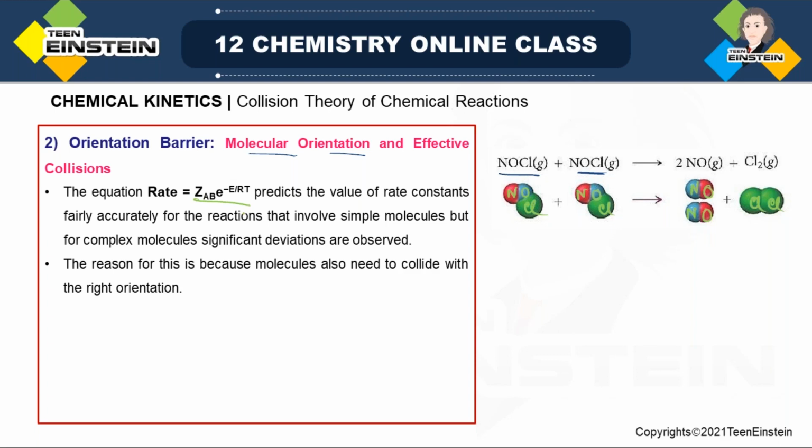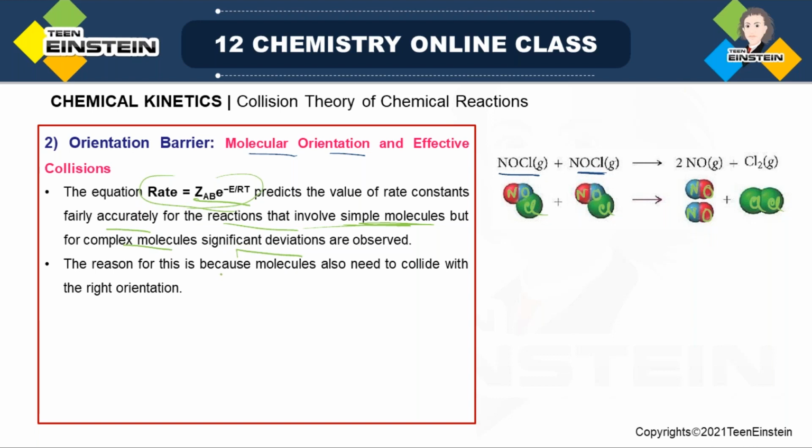This you have already seen in the last slide. This equation predicts the value of the rate constant fairly accurately for reactions involving simple molecules. So if it is a simple molecule, this equation will help us to find the rate constant. But if it is a complex molecule, that is a very large molecule, then this equation is not enough. That is, this equation cannot explain it. There will be significant deviation between the observed value and the theoretical value.